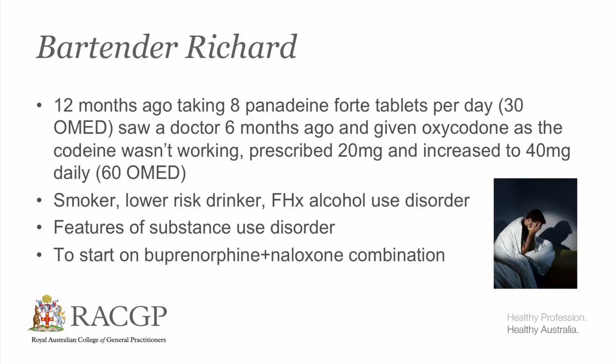So coming back to Richard. So really what we saw with him was that he has a family history of alcohol use, he's a lower risk drinker, he's a smoker, he'd got into trouble with his opioids and he had clear withdrawals, and he's saying, I need help to do this. So after a conversation, we decided, and he decided with me, to start on Suboxone, the buprenorphine naloxone combination. Moving on.